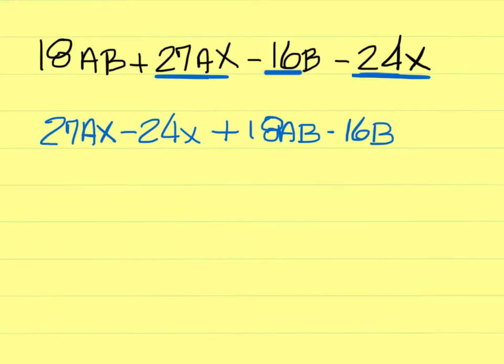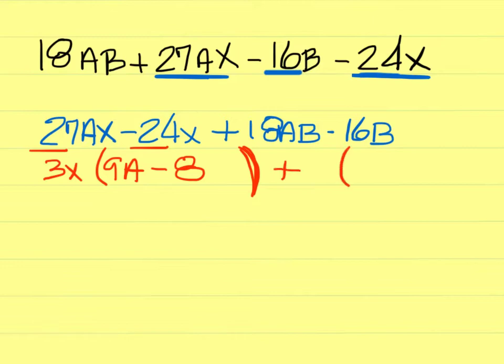Alright, for the first two, what number can I take out of 27 and 24? 3. And what variable? X. So go back and divide those two terms by 3x and get 9a minus 8. That parenthesis is a little far over there, but that's okay. Now you have a plus sign, so there's nothing to change on the second half. If you have a plus sign here, there's no signs to change.